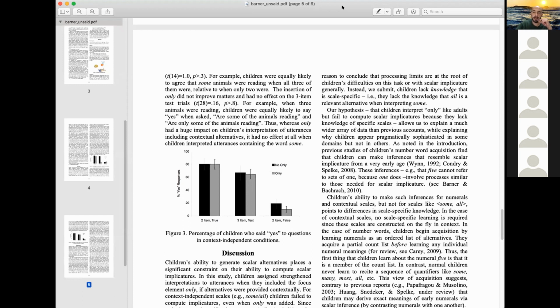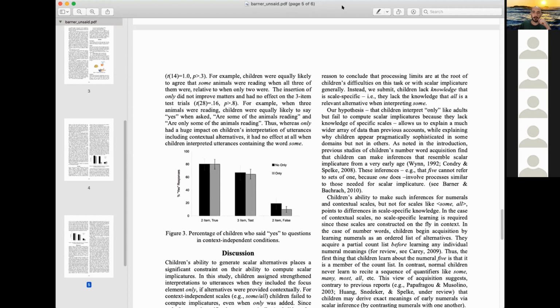So with no only, they would fail to strengthen the meaning of the utterance, right? In the normal condition, like is Cookie Monster holding the apple and the banana, or is Cookie Monster only holding the apple and the banana, or something like this. Whereas this graph here, this one is the one that says that only didn't have any effect, right? When you apply it to some. So I guess here the question was, are some of the animals reading, right? Or are only some of the animals reading? And they answered yes in 65, 67% of trials, regardless of the condition, regardless of the presence of only, right?